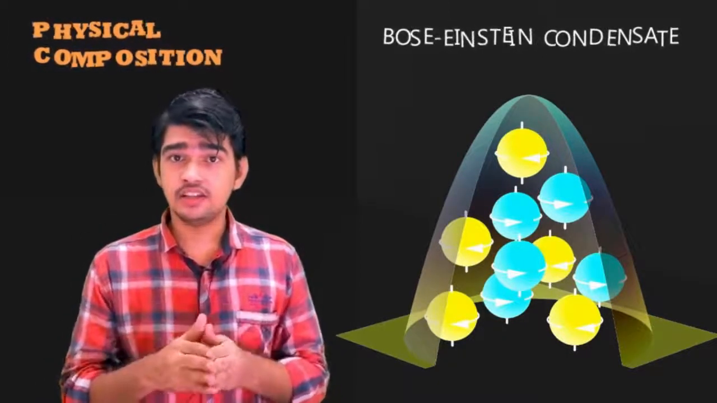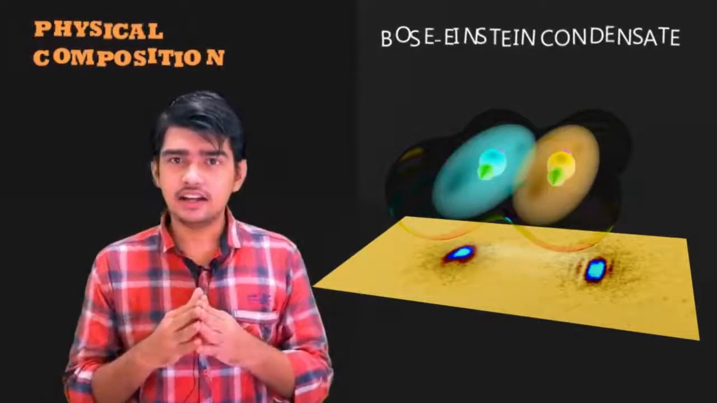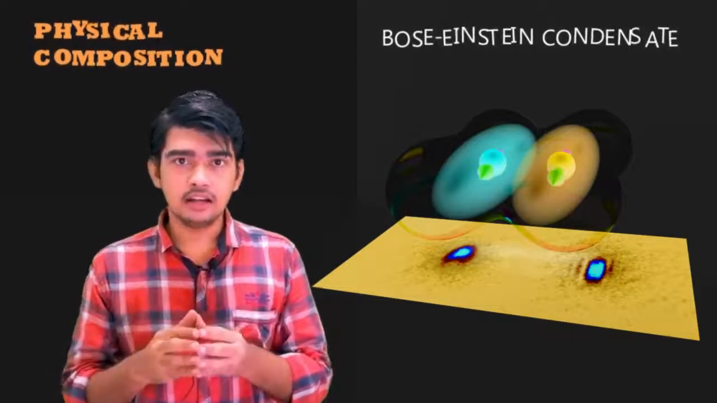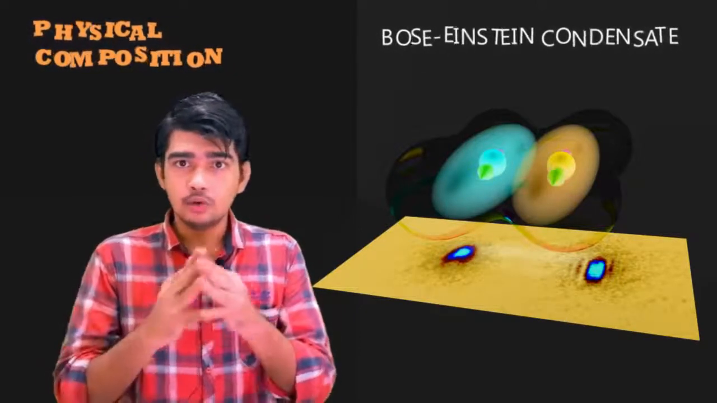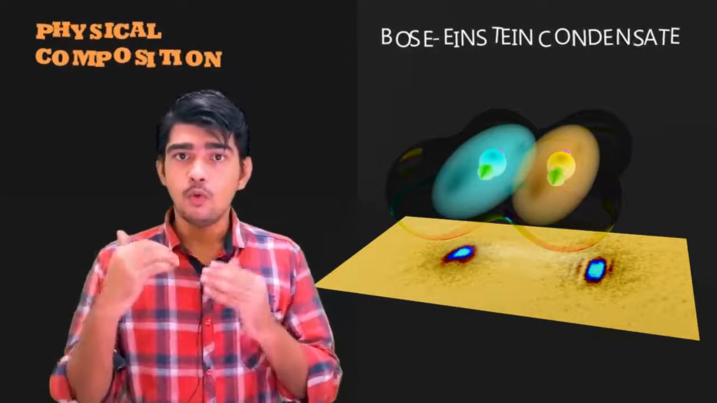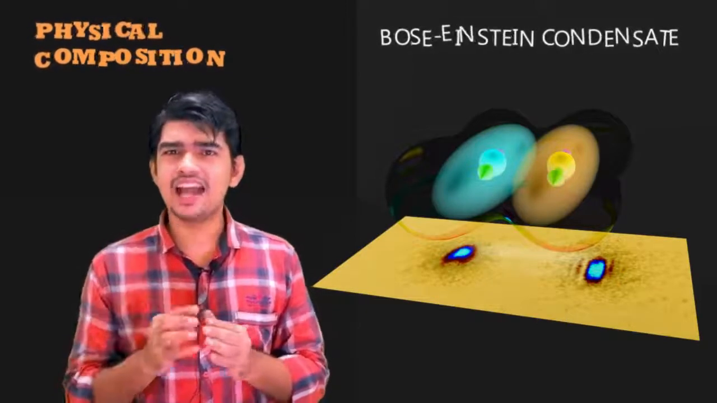At this point, the atoms begin to clump together and enter the same energy states. They become identical. That is, one atom is identical to other from a physical point of view. And the whole group starts behaving as though it were a single atom.